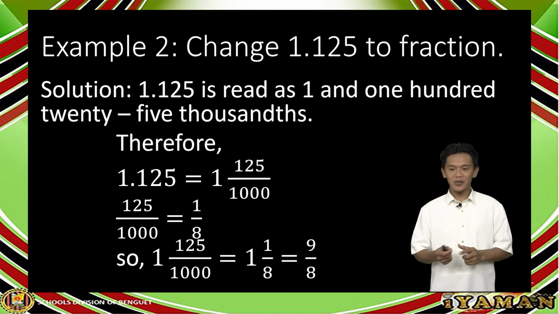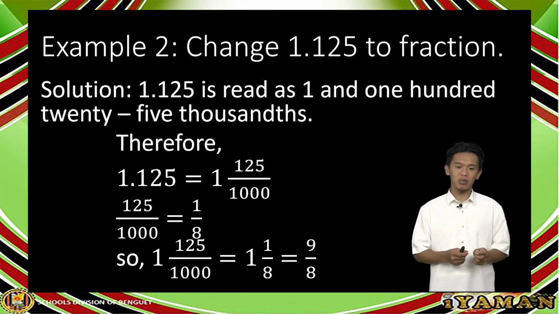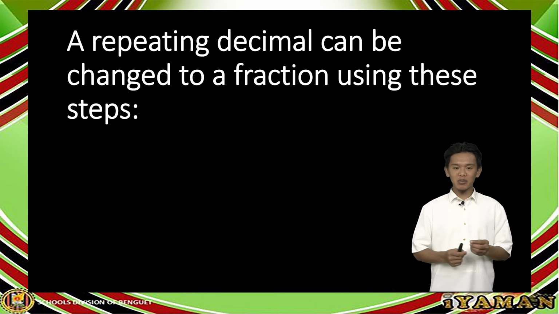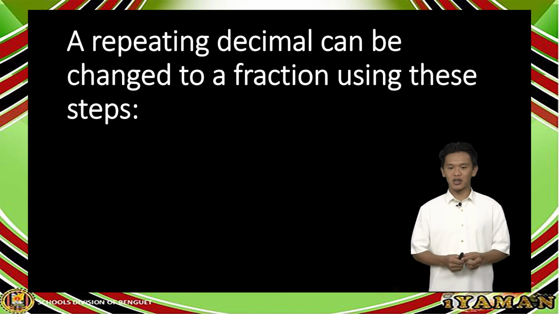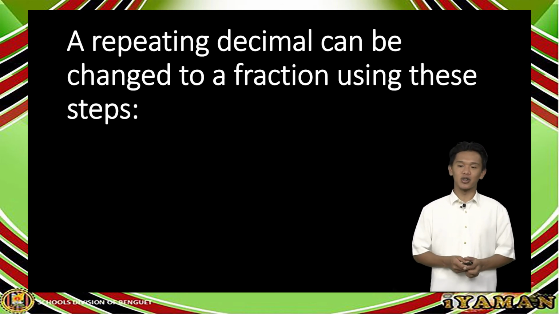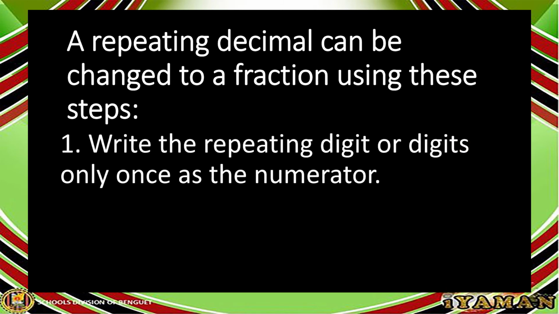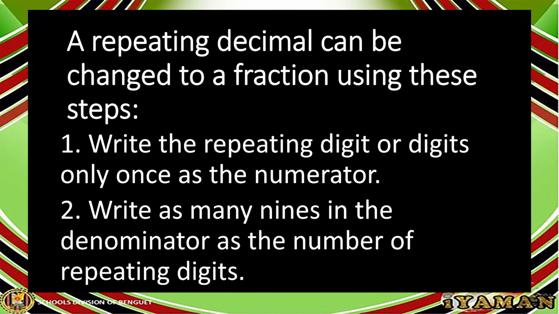But if the given instruction is you need to convert that one into an improper fraction, the answer can be 9 over 8. So changing a terminating decimal is quite easy because you need to change that one the way it is being read. Now, a repeating decimal can be changed to a fraction using these steps. First, write the repeating digits only once as the numerator. Second, write as many 9s in the denominator as the number of repeating digits.